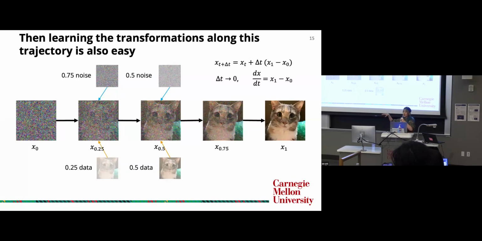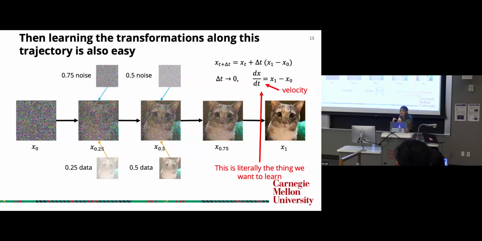And literally, when the delta t goes to 0, then you will have this velocity thing, right? Basically, this just tells you, if you take infinitesimally small steps, what is the direction that you should go? And no matter what t you're at, no matter which time step you're at, you're always going the same speed, same direction, right? So it's always going to be the difference between the data and noise, which is x1 minus x0. Okay? Any questions? Pretty straightforward, right?